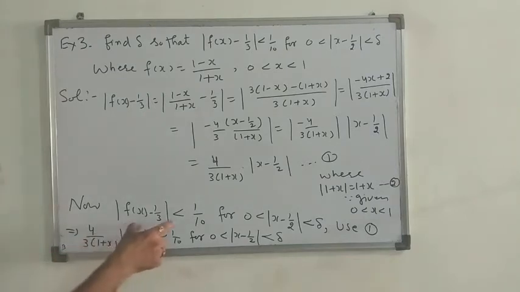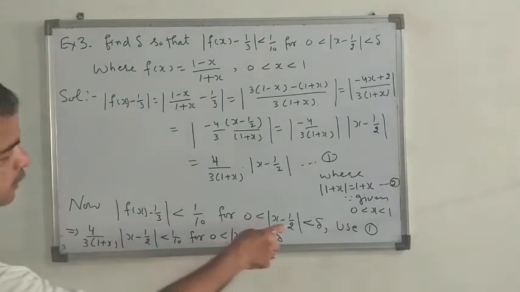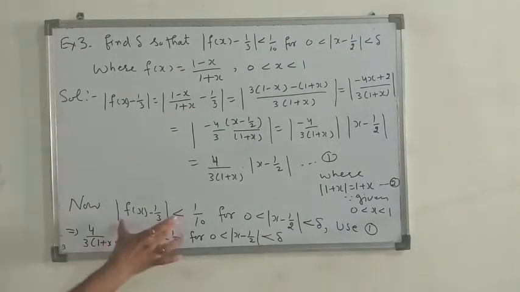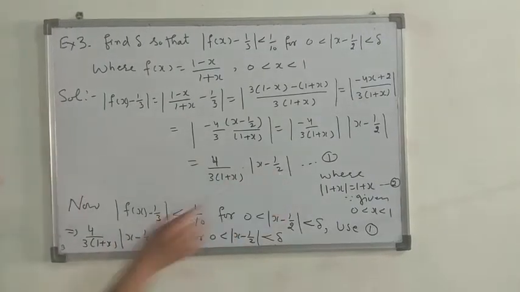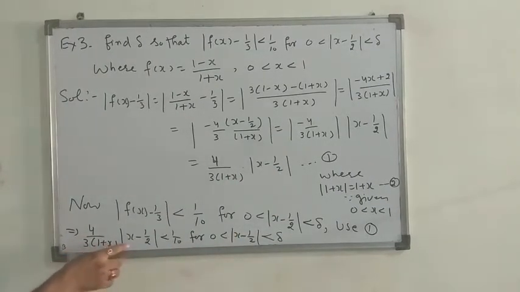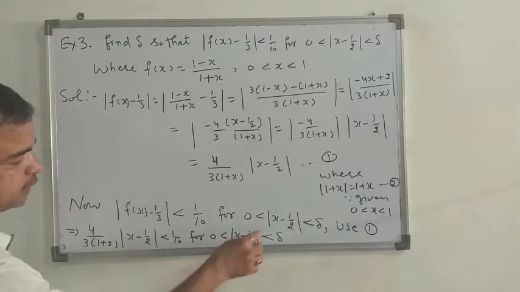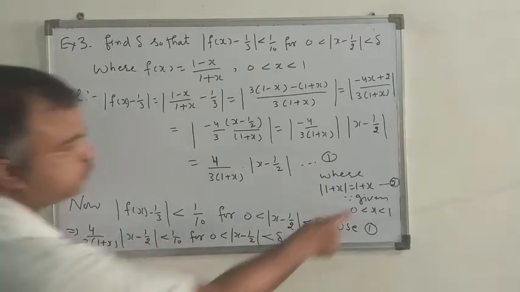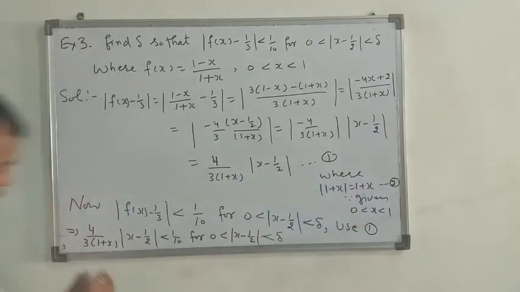Now |f(x) - 1/3| is less than 1/10 for 0 < |x - 1/2| < delta. We have to find delta. Now I use 1 in place of this. I have written 4 over 3(1 + x) into |x - 1/2| less than 1/10 for 0 < |x - 1/2| < delta. Now what we will do, we will take it towards the right hand side. We can take it towards the right hand side because from equation 2 this 1 plus x is positive, so whenever we multiply with a positive quantity, the inequality remains as it is.